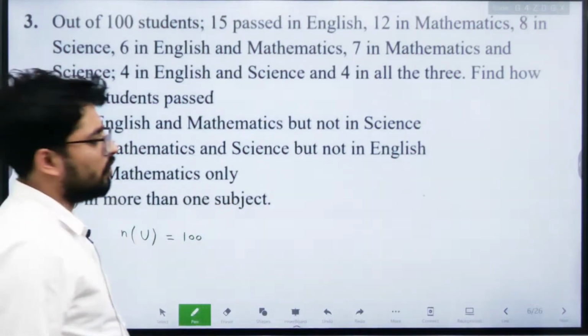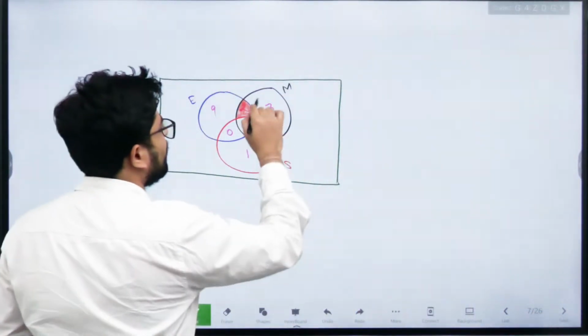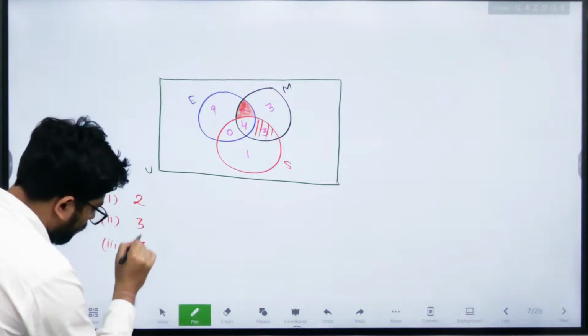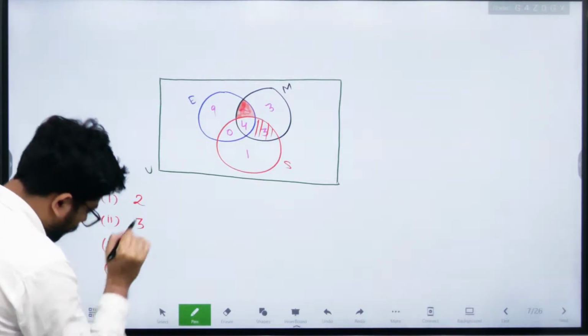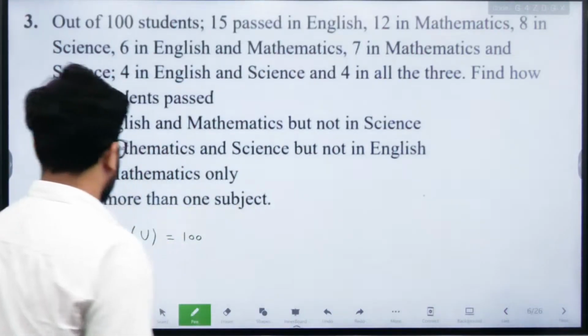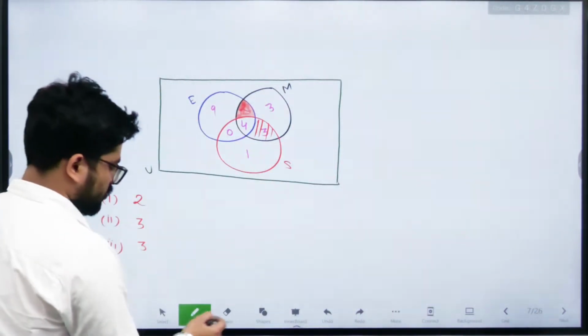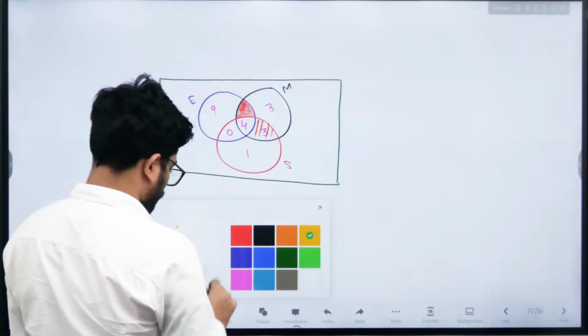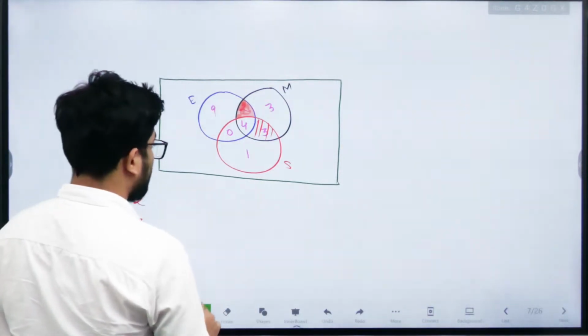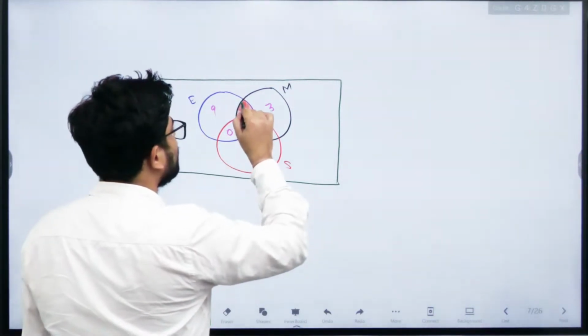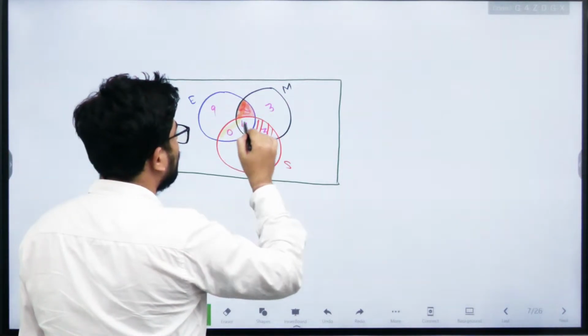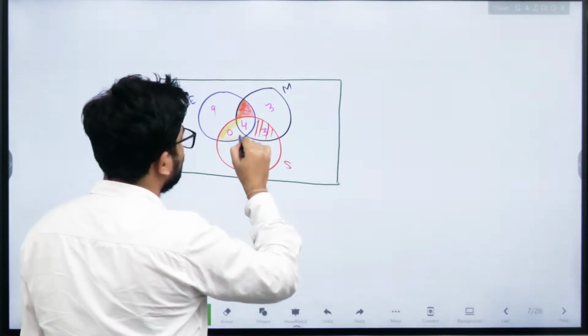Next, third. In mathematics only, 3. Fourth, in more than one subject. So this is the portion. Yes, more than one subject. So this is the portion.